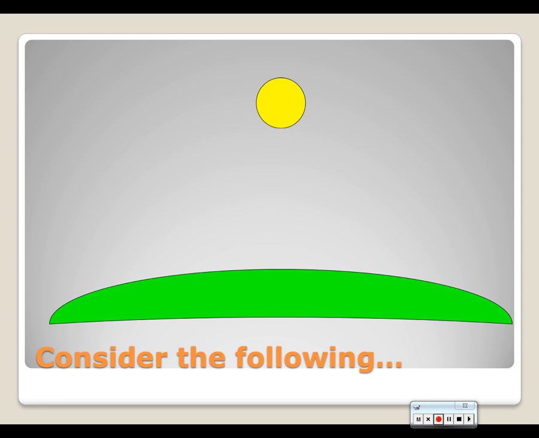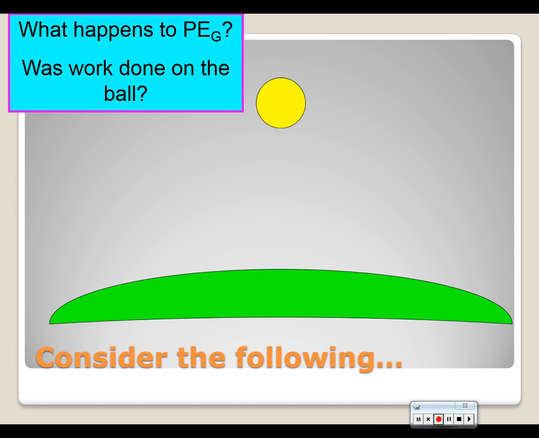So what happens to the gravitational potential energy? It increases. Did we do work on the ball? Yes. Specifically, we did work against the gravitational field. Good so far. All right, ready?